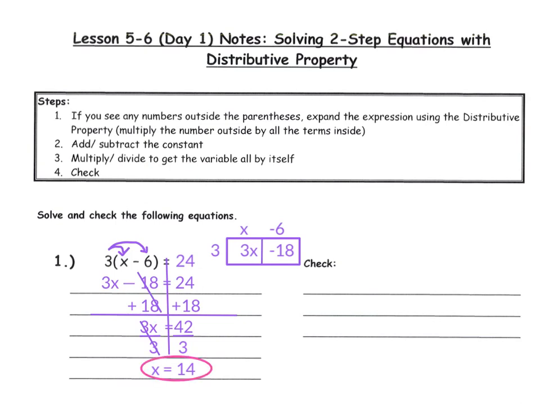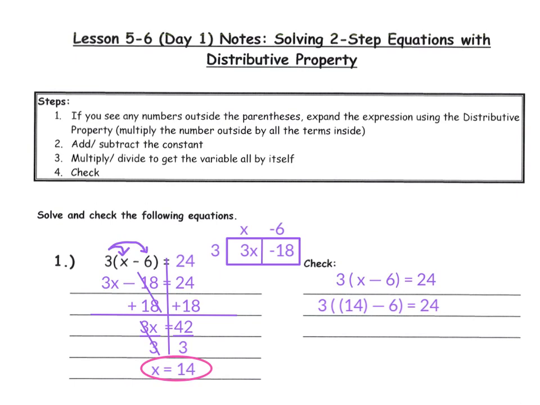Now, I have to check to make sure that I did my math correctly. So to check, remember we start by writing the equation just like it was in the question. So I have 3 times x minus 6 equals 24. Now I want to see if my answer works as a check. So I'm going to plug in my answer in place of x. Now I always use parentheses when I sub in, so you'll see the parentheses around the 14.